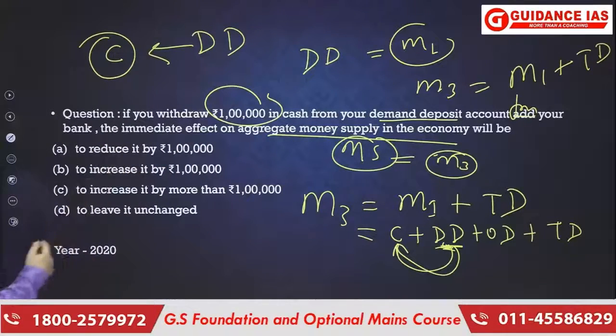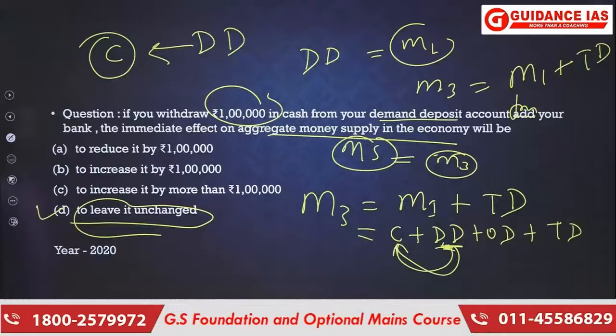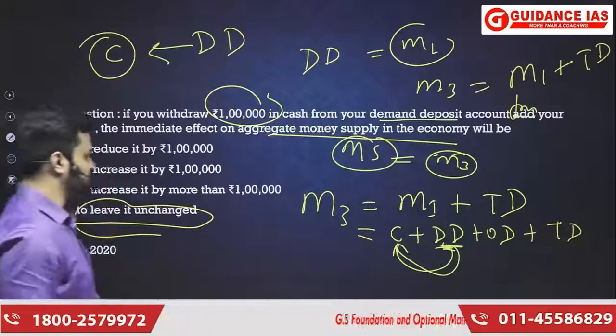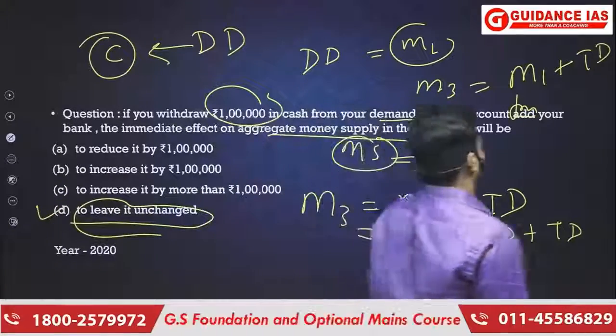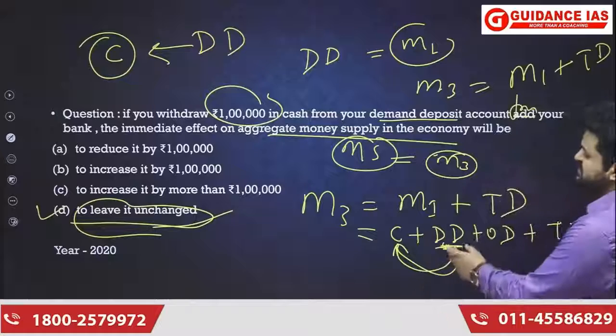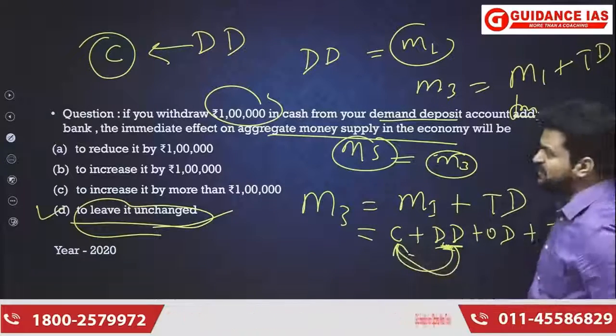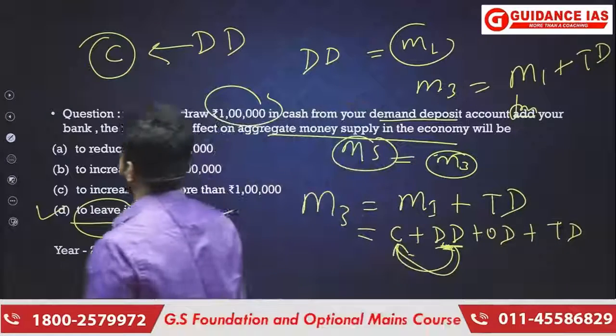So the correct alternative here is that there will be no change in the money supply. It will not decrease, it will not increase, it will not increase by more than 1 lakh rupees. It will just remain unchanged, because DD is getting changed. 1 lakh of DD is getting changed into 1 lakh of currency notes and coins with public. Okay?